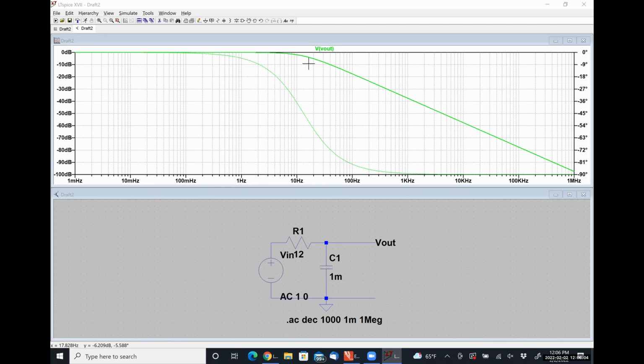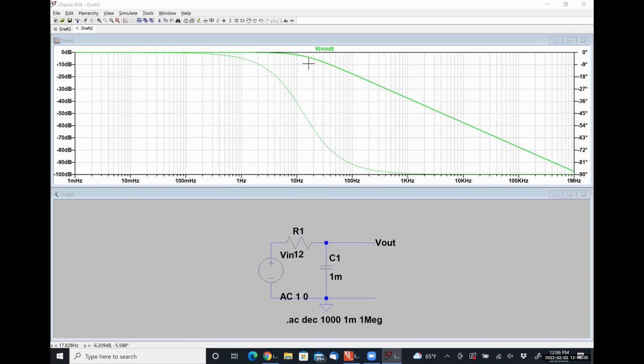LTspice gives us our plots where the units of decibels are on the left-hand side. A decibel is 20 log the value of the transfer function at that frequency. So it's 20 log V out over V in, effectively.